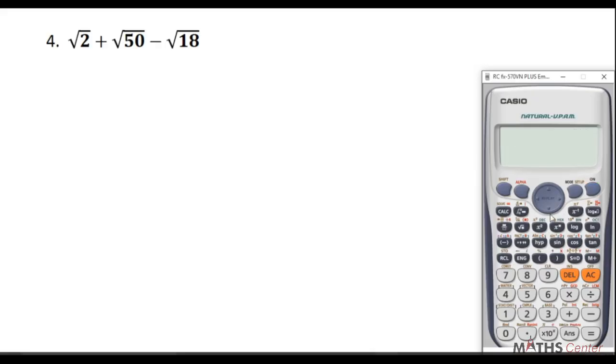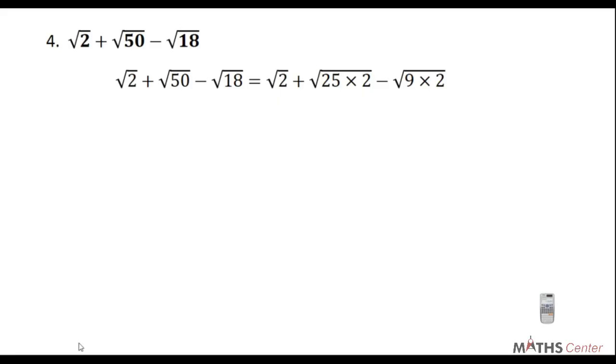Then for 18, square root of 18, we are going to have 3 root 2. So the perfect square we are looking for is 9, which is 3 squared. So 9 times 2 will replace 18. So we do that. We already have square root of 2 in its basic form, so we don't worry about that. So square root of 2 plus square root of 50 is now 25 times 2, then minus 18 is now 9 times 2.